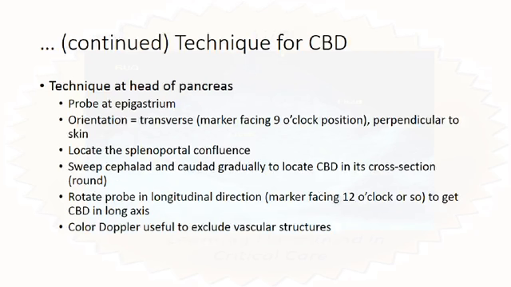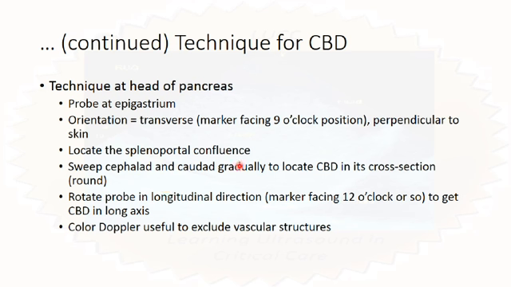At the head of the pancreas, it's more difficult to identify the CBD. But what you do is you keep the transducer at the epigastrium, in a transverse manner, so the probe marker is facing the 9 o'clock position, and the whole transducer is perpendicular to the skin. Then you locate the confluence of the splenic vein and the portal vein. Once you do this, sweep the probe cephalad and caudad, so head end and foot end, very gradually.